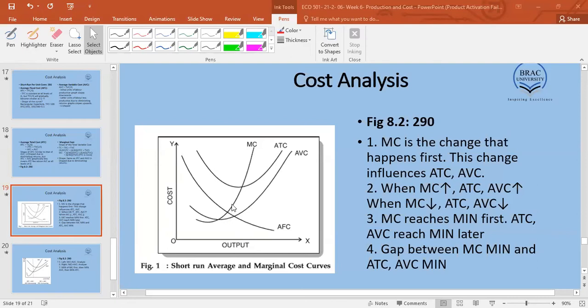Look at the marginal cost curve over here. It's increasing. What's happening to average? Increasing, increasing. Marginal cost was falling over here. What happened to the averages? Weren't the averages falling also?